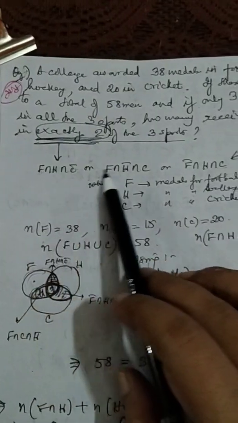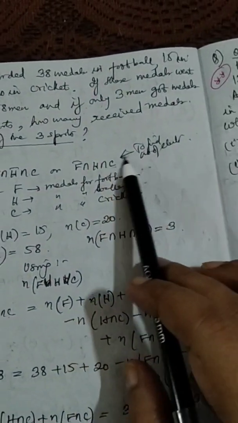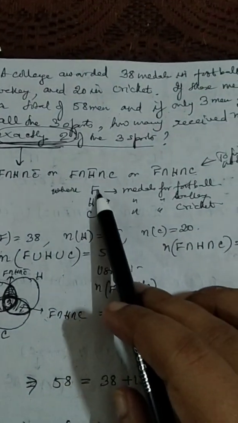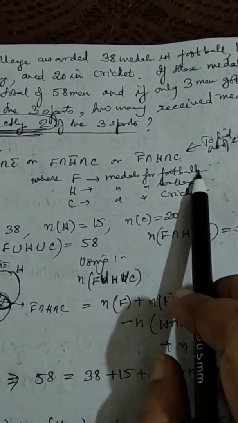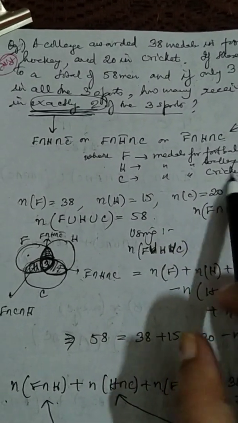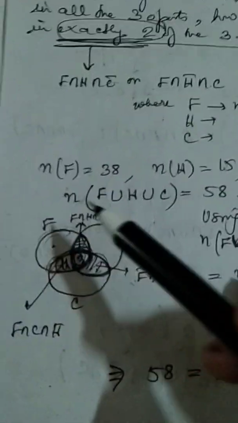And that is what we have been asked to find. Exactly 2 means this. That means we have to find the number of elements comprising this. Here F stands for medals for football, H stands for medals for hockey, and C stands for medals for cricket. If I draw a Venn diagram, actually we don't need it, but still I drew a rough sketch at the side.